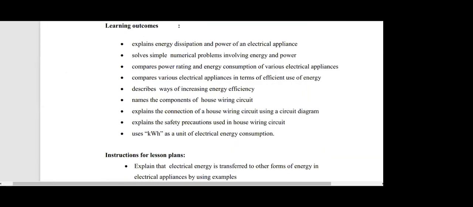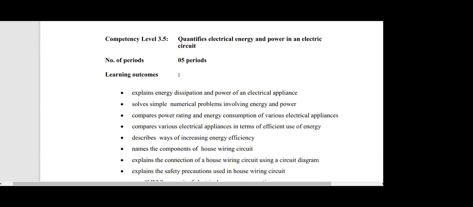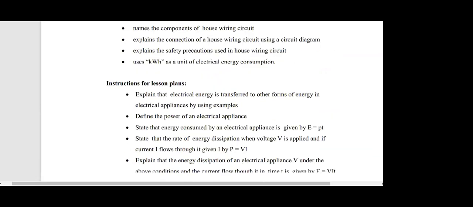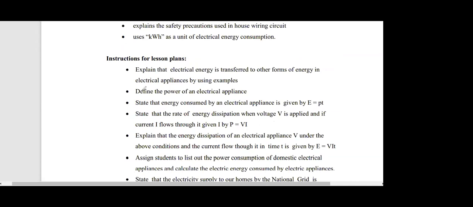Who should be able to do this? Who should be able to explain safety precautions? The student should be able. Learning outcomes are not from the teacher. Learning outcomes are for the students. This is how the teacher should teach this. Instruction for the lesson plan, that is for the teachers.